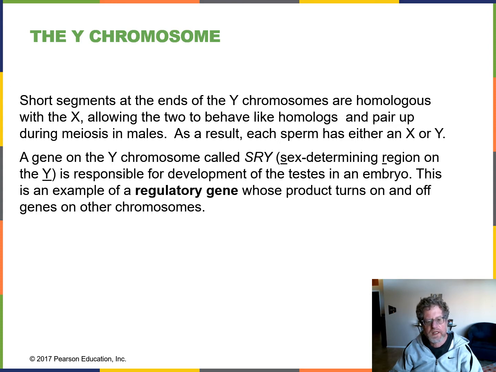When homologous pairs pair up during meiosis, the X and Y have ends that match each other. So even though the Y is a little shrimp, it will find the X and match with the X and then separate. There's one gene on the Y chromosome, and we think it's pretty important in making men males. And it's a regulatory gene. We don't really talk about regulatory genes in this course, but it's a gene that turns on and off other genes. So its product regulates how other genes are turned on and off.